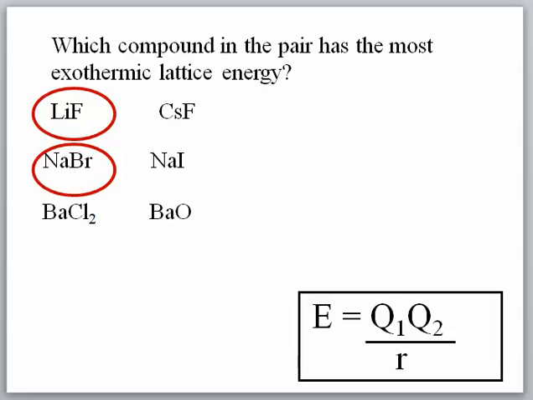Barium chloride and barium oxide. So when you're looking here, now you're looking at charges. This is a +2, -2. This is a +2, -1. You're not looking at how many of them there are, just what is that charge. So now you're looking, anytime your charges are greater, that is going to control your lattice energy. So your barium oxide is a much more exothermic lattice energy.